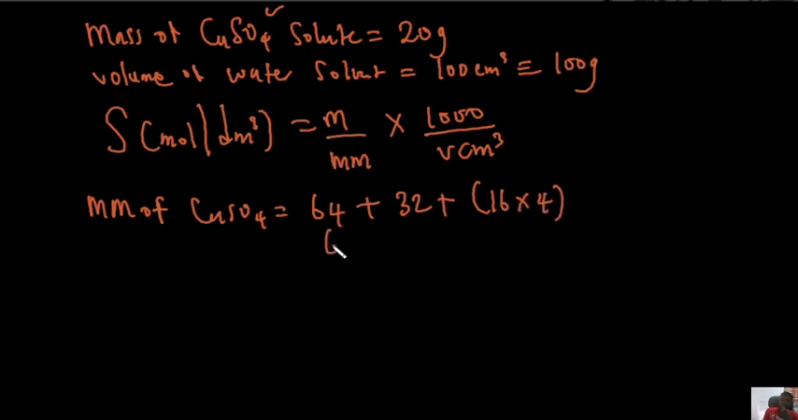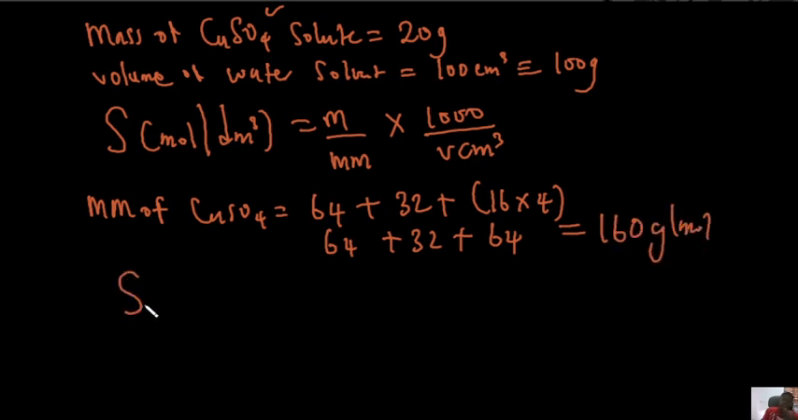So altogether, this is going to be 64 plus 32 plus 64. So this is 128, 130. So entirely, this is going to be 160 gram per mole. Okay, so let's get to our formula.